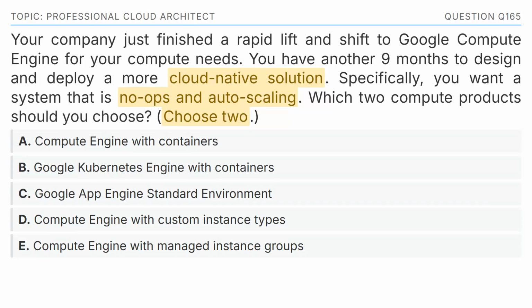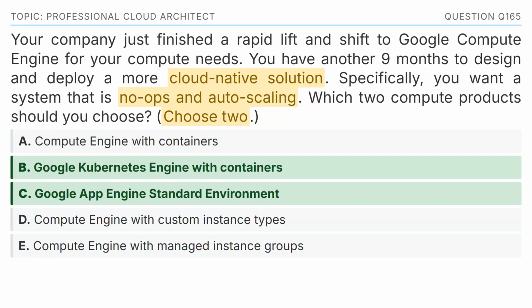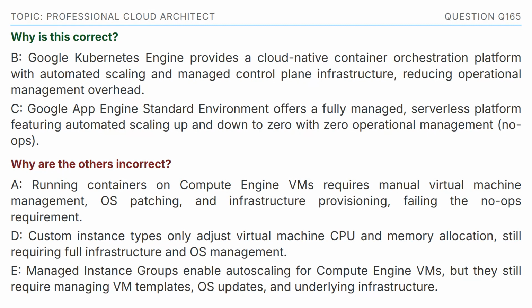To arrive at the correct answer, we focus on the keywords: cloud native solution, NoOps and autoscaling. Choose 2. The correct answers are Option B, Google Kubernetes Engine with containers, and Option C, Google App Engine Standard Environment. Why is this correct? B. Google Kubernetes Engine provides a cloud-native container orchestration platform with automated scaling and managed control plane infrastructure, reducing operational management overhead. C. Google App Engine Standard Environment offers a fully managed, serverless platform featuring automated scaling up and down to zero with zero operational management, NoOps.